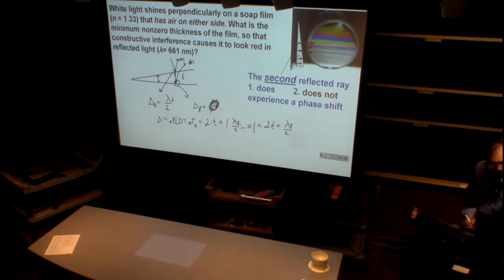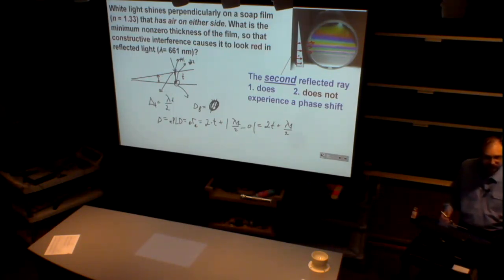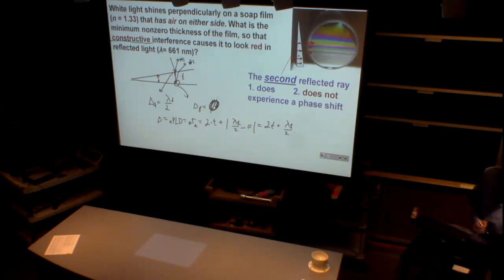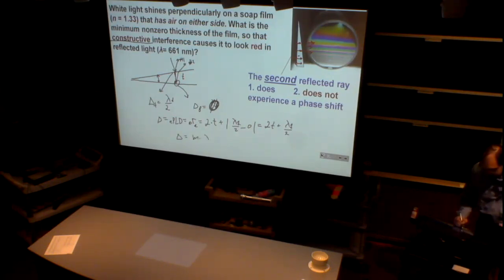Now we have to set it, that's step 4, set it to the right condition. For that we have to read carefully, because that might be tricky sometimes. Should we set it to a condition for a maximum of intensity or a minimum? Here we have a clue, a hint. Constructive interference is happening. So the effective path length difference should be equal to this product, a natural number times lambda, where? In the film. Don't forget that. People keep forgetting that.